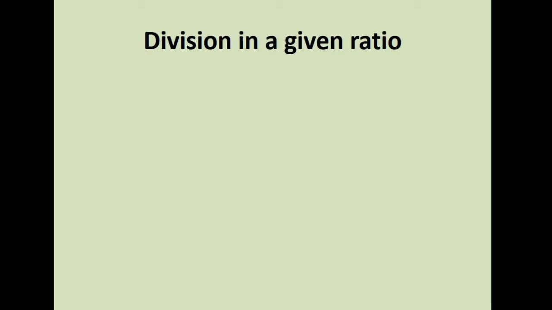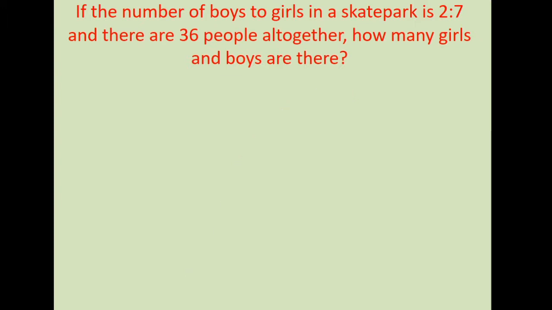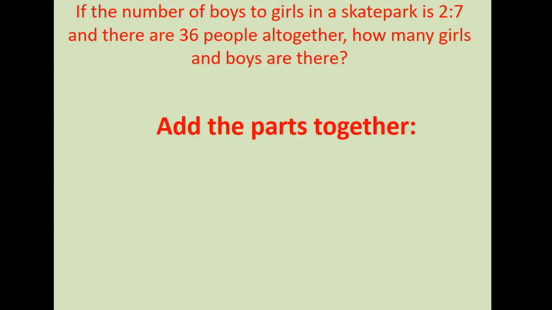The next topic we will be talking about is division in a given ratio. Copy this key question down in your exercise books. If the number of boys to girls in a skate park is 2 to 7 and there are 36 people altogether, how many boys and girls are there? The first step is to add the parts together.